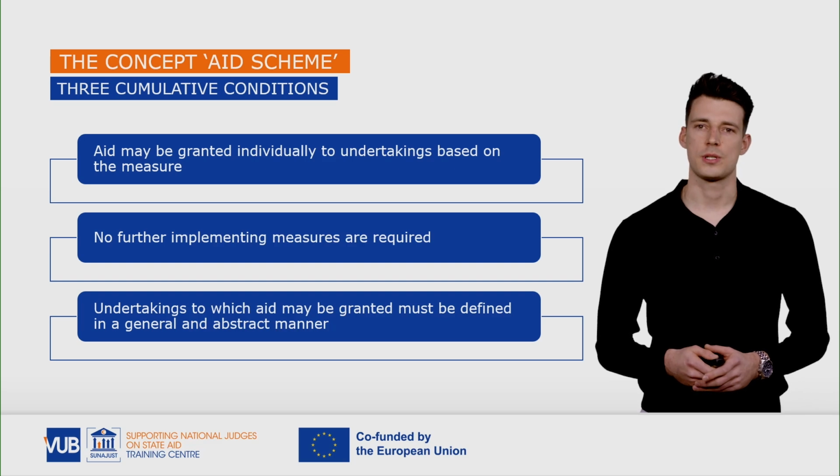The European Court of Justice, in the Belgium and Magnetrol International versus Commission case, formulated three cumulative criteria to determine whether a state measure constitutes an aid scheme. These criteria require that aid may be granted individually to undertakings on the basis of the measure, that no further implementing measures are required for the aid to be granted, and that the undertakings to which individual aid may be granted must be defined in a general and abstract manner.